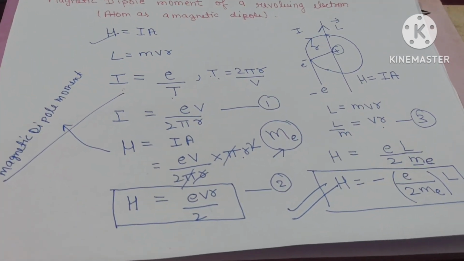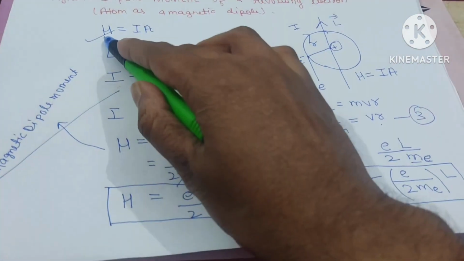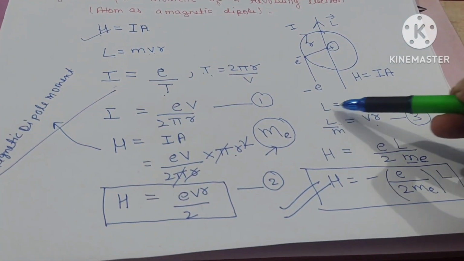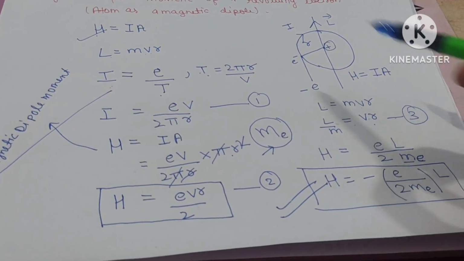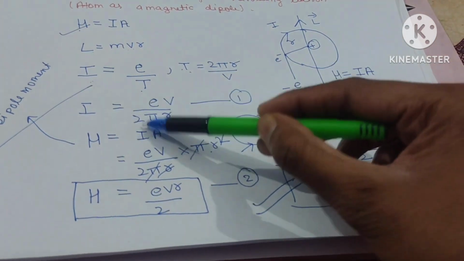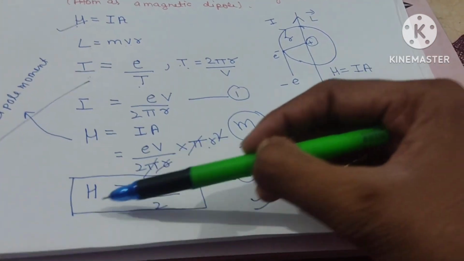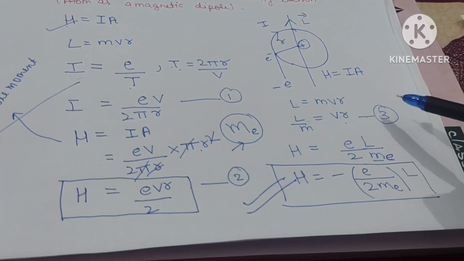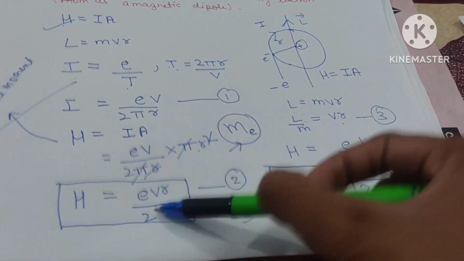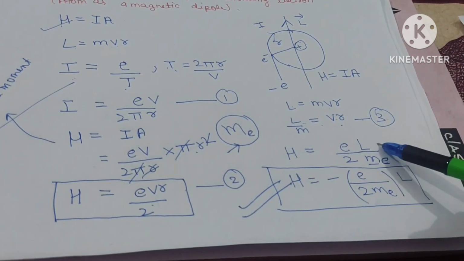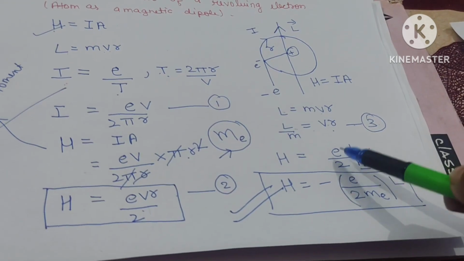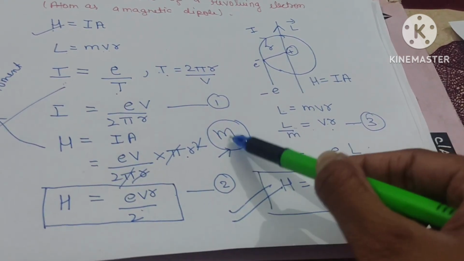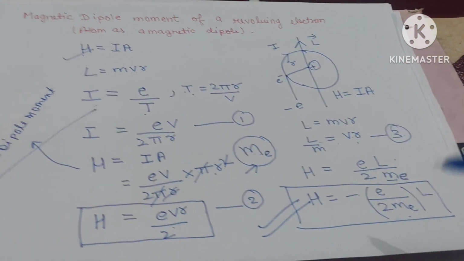This is done. So how did we do it? We know mu is equal to I A, L is equal to m v r. So we used L by m is equal to v r, and we put it here, and you will get this. After that, put this third value in the second value, so you will get this, and we know the electron charge is minus e, so we'll write minus e, and we represent m as m e and L is the L. Okay, so that's it.